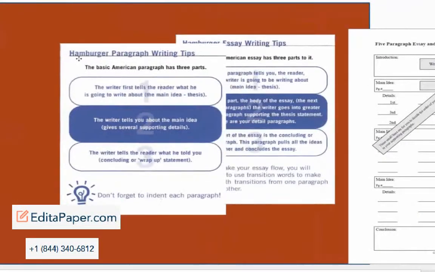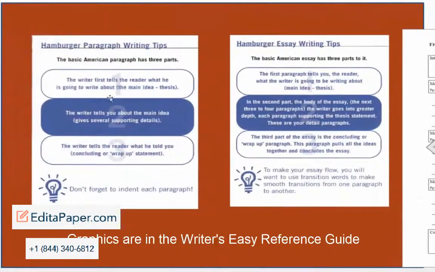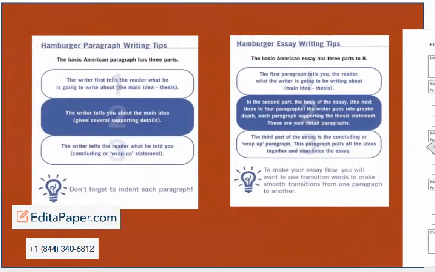Do a direct comparison, and you can see it's the same exact graphic, but in the paragraph, we just have several supporting details. In the essay, there's going to be 3 to 4 paragraphs where the writer goes into greater depth, each paragraph supporting the thesis statement. So these are your detailed paragraphs. Do you see how they're the same, only this has more elaboration? Does that make sense? Yes.